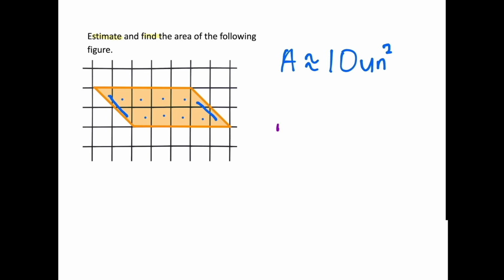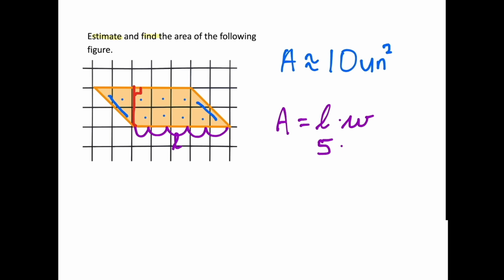Now let's find our actual. To find the actual, we need to take length times width. We know our length is along the bottom, and that's going to be equal to 1, 2, 3, 4, 5 units. Since our length and width have to make a right angle, we can make a right angle by going straight up from the length to the other side that is parallel.